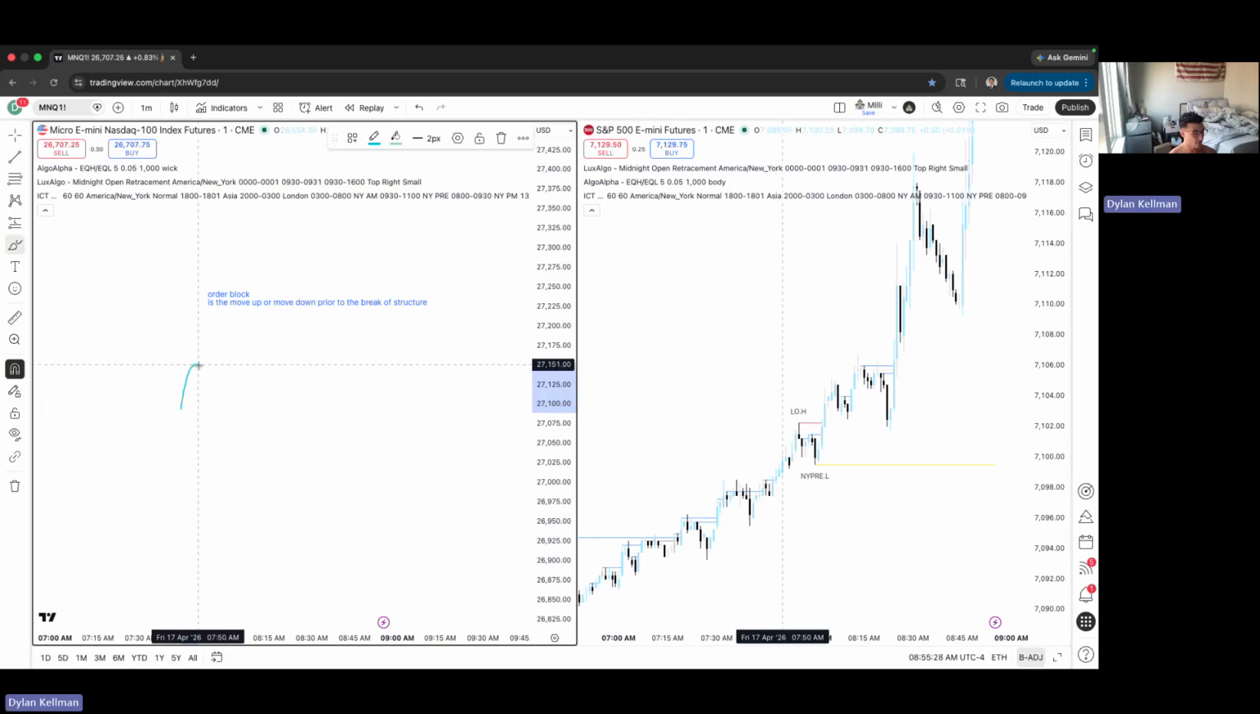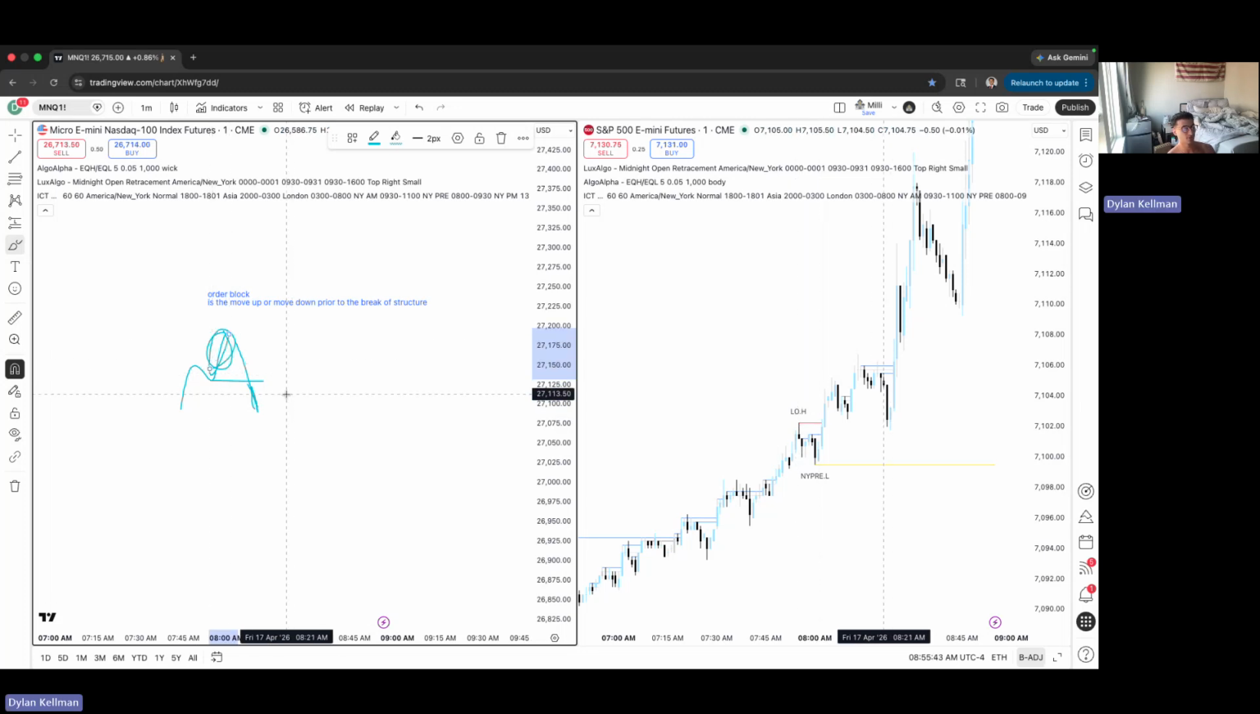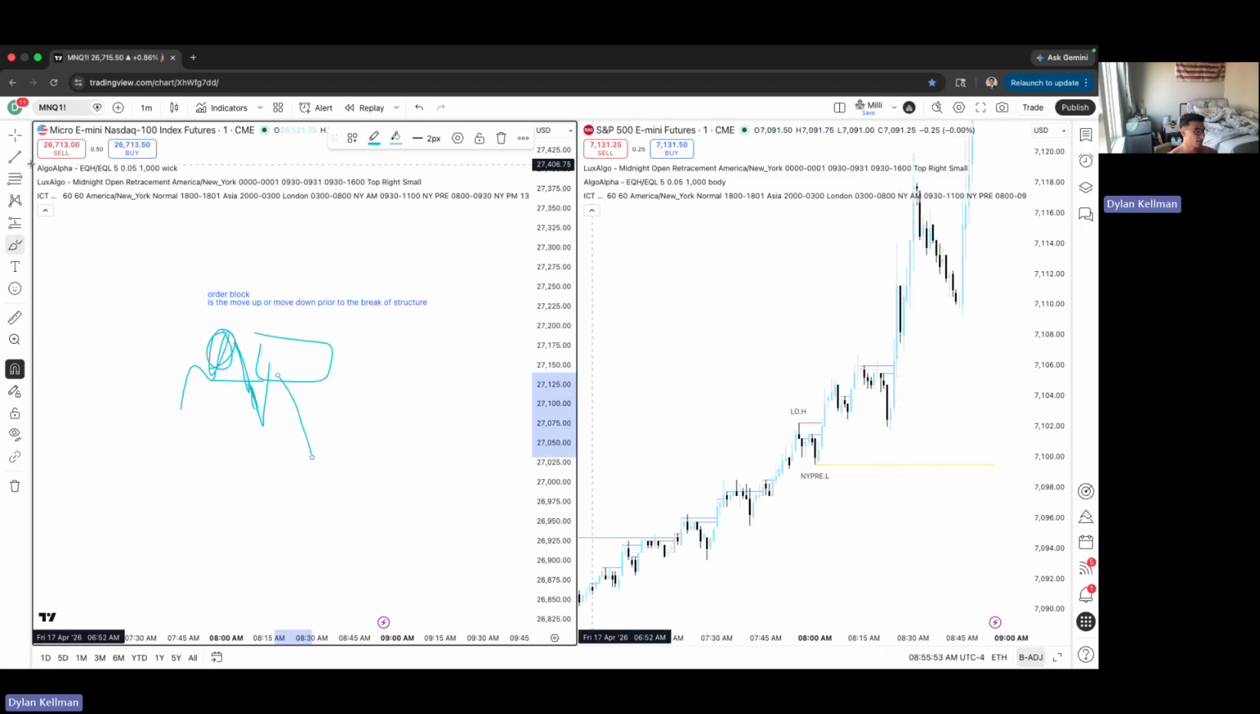So what that means is we have this move, boom. We break structure, okay? This whole move up is going to be your order block, because what does that mean? It means orders were willing to be filled. All these sell orders will be filled here. So why would we not bring it back up in here and then sell it off again? Pretty simple. And same with the other way.